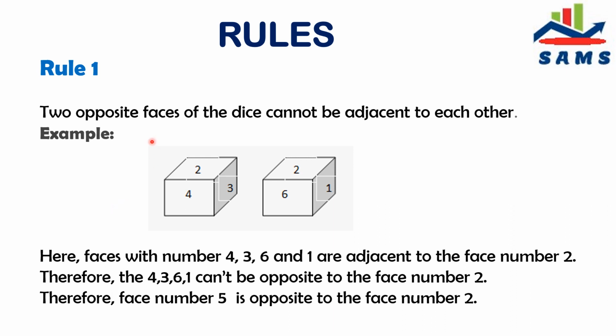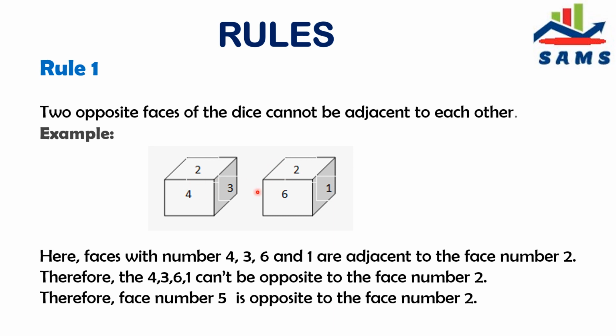So the first rule is: two opposite faces of the dice cannot be adjacent to each other. What is the meaning of adjacent? Adjacent means the faces touch each other, like 2 and 1. These are adjacent faces because they have this common edge here. 1 and 6 are adjacent faces because they have a common edge here. But if you look at 1 and the number on the other side, they do not have any common side, so they are said to be the opposite faces. So opposite faces cannot be adjacent.